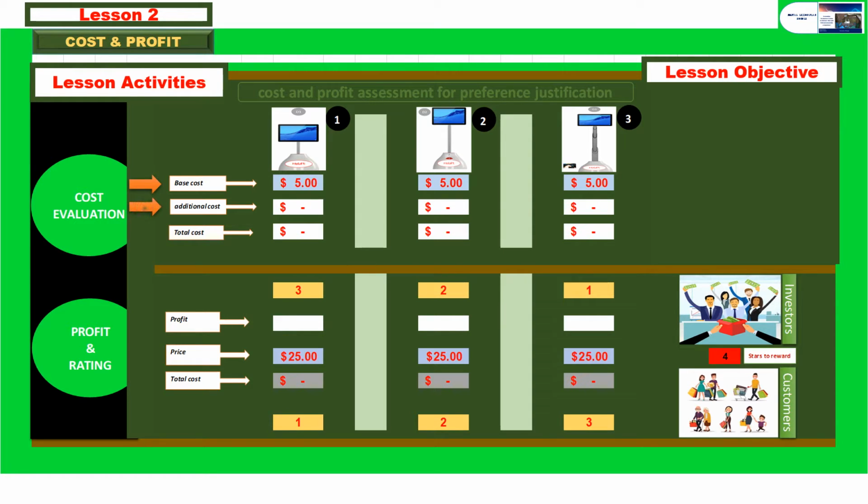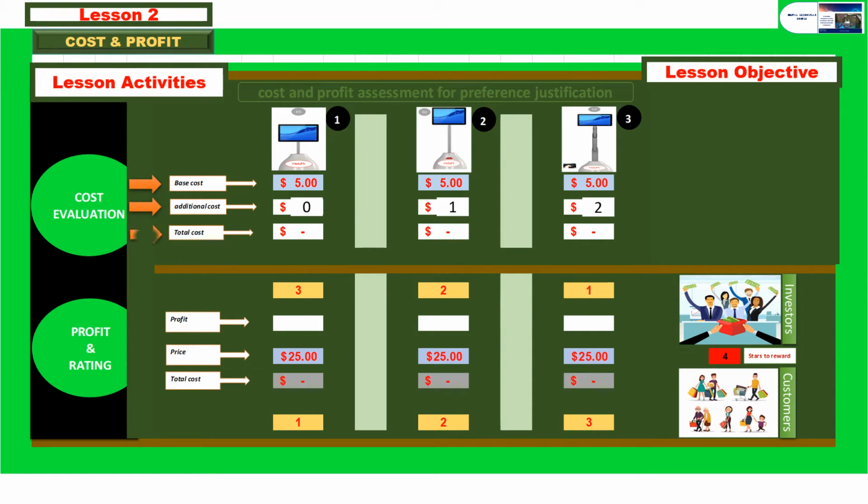Now, what is the additional cost for each version? Since the lowest version is where we start, there are no additional costs. But for the middle version, we will add $1 to the base cost to produce it. And we will add $2 to the base cost to produce the highest version, version 3.